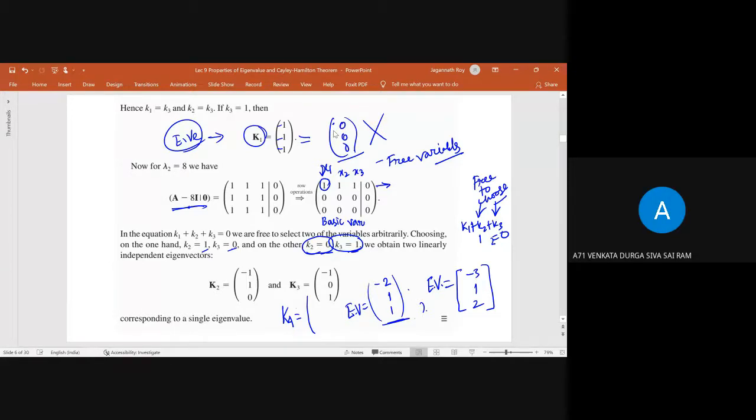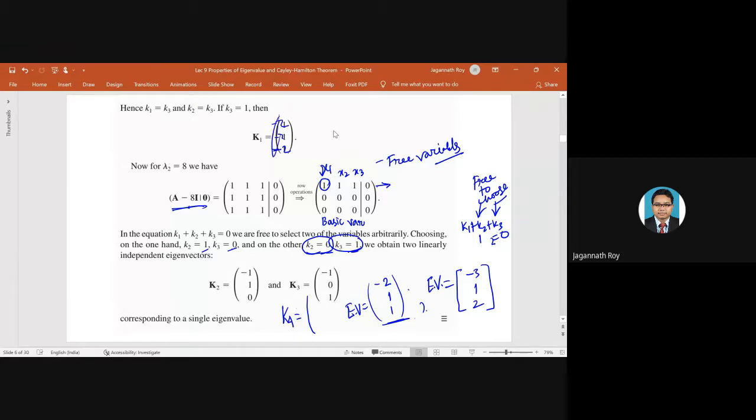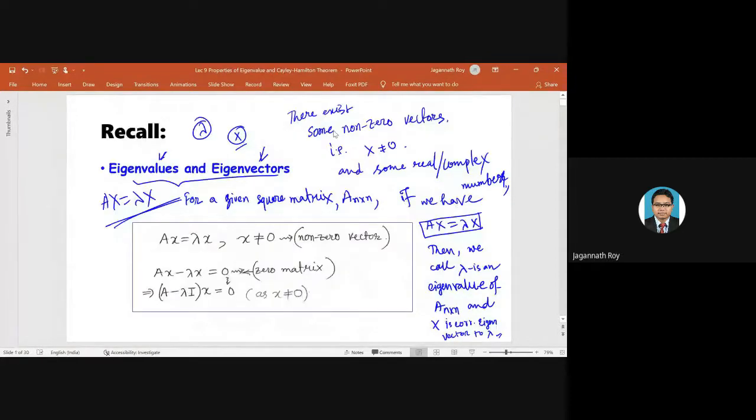Okay, sir. Got it? You are free to choose anything, but not a zero vector for an eigenvector. You can choose -2, -2, -2. Anything you can choose, but your choice should be in such a way that the resultant eigenvector should not be a zero vector. Otherwise, it will contradict the definition of an eigenvector. If you remember the definition, an eigenvector should be a non-zero vector.